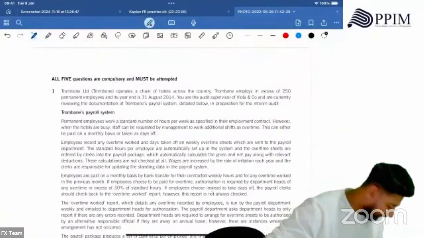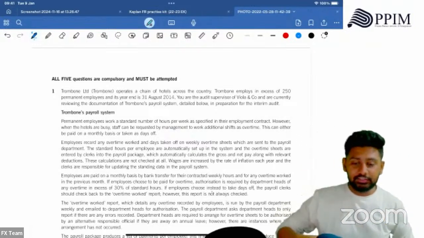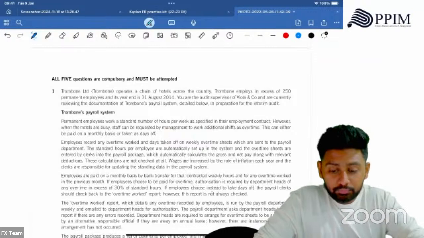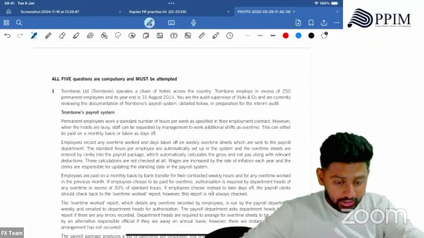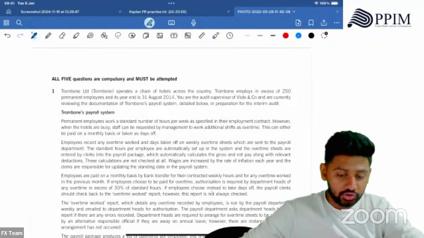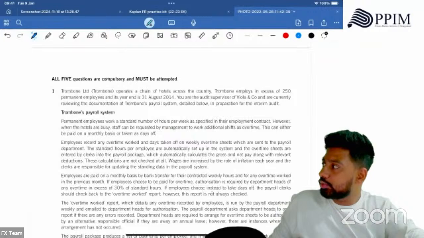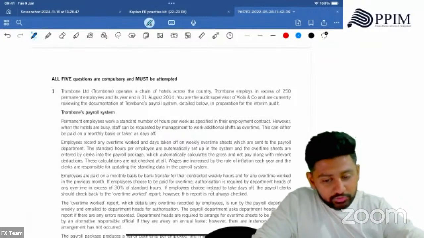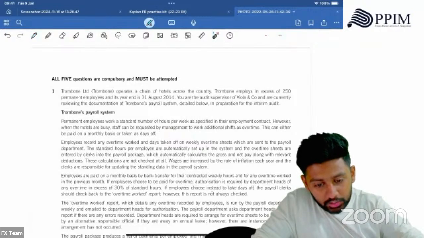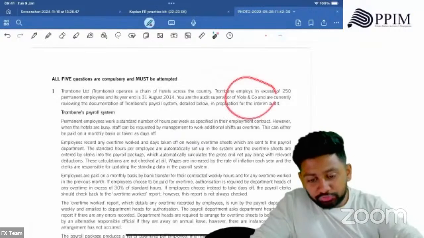Trumbo operates a chain of hotels across the country. Trumbo employs in excess of 250 permanent employees, and its year end is 31st August 2014. You are the audit supervisor. Now look at the role that your examiner is giving you, a bigger role to play. You have to think like an audit supervisor of V and Co.